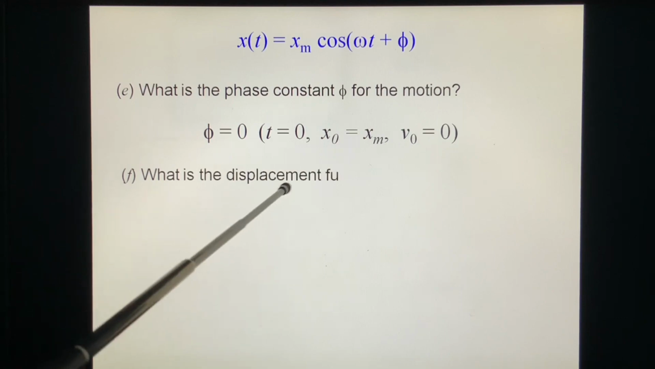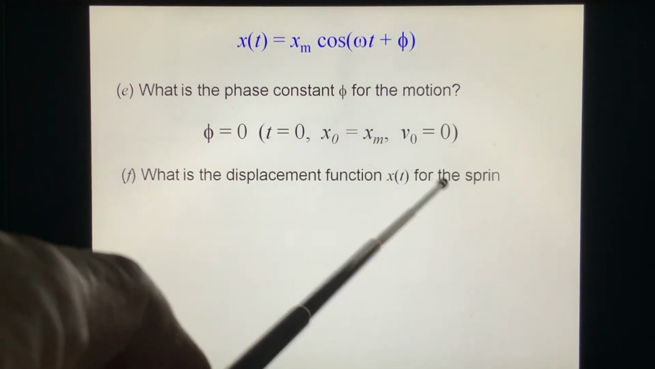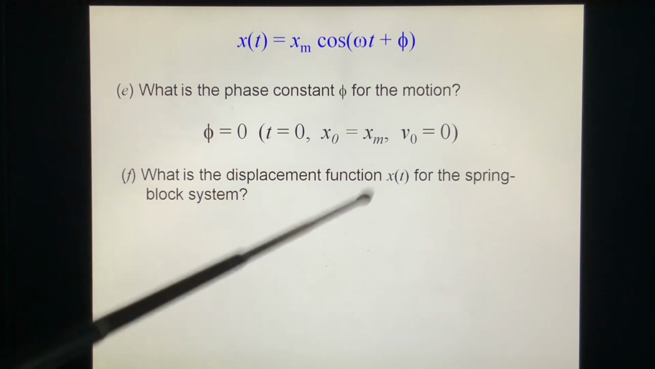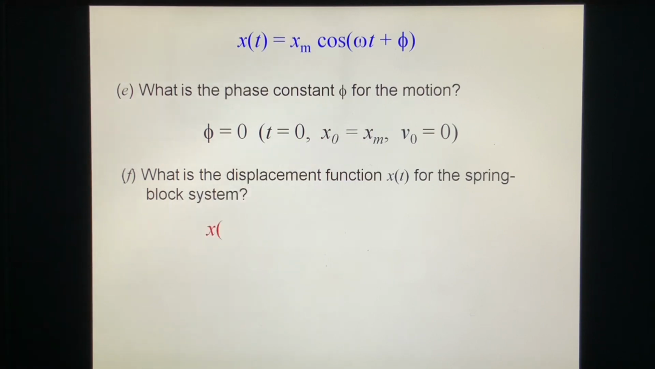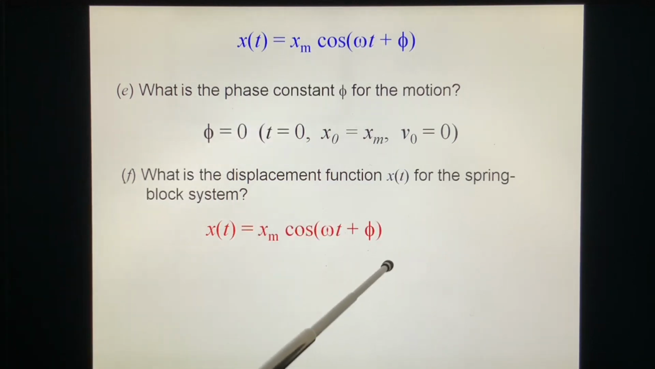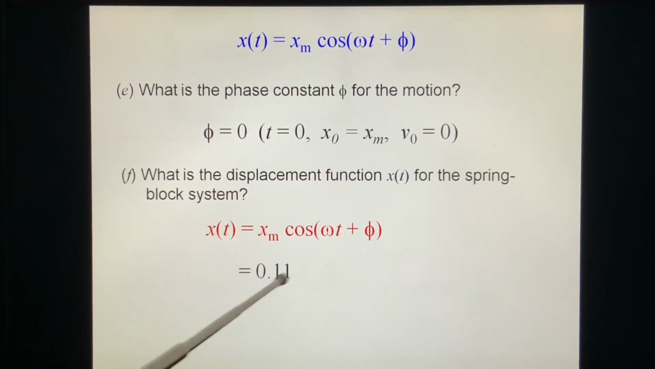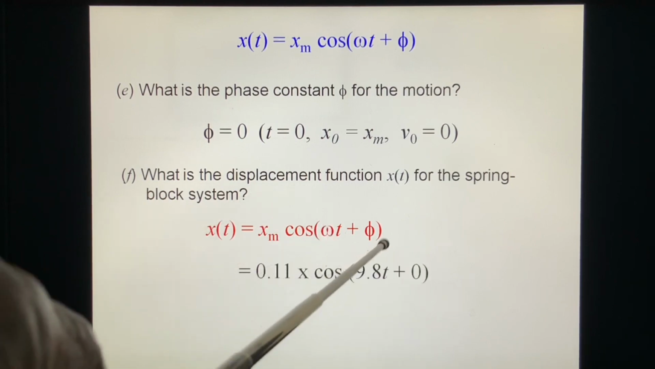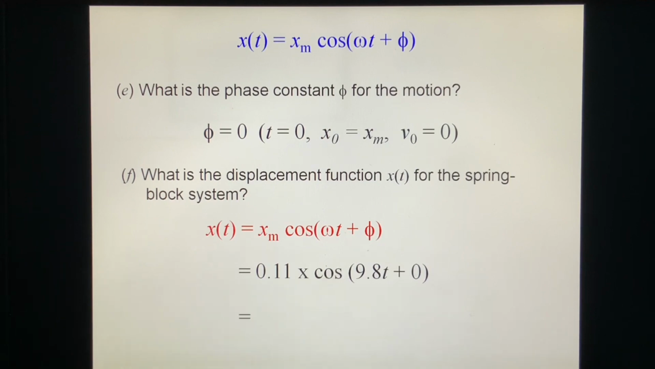What is the displacement function x(t) for the spring block system? We find everything and put the numbers inside. This is the formula. We put xm as 0.11 with omega 9.85. So x equals 0.11, the unit is meter, cosine of 9.8 t, with t in seconds.